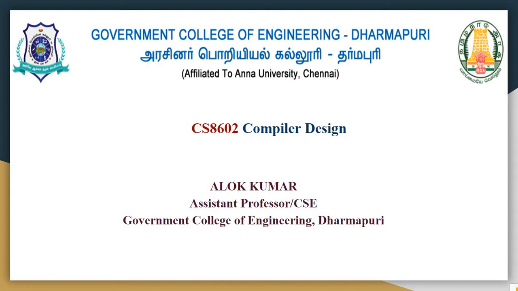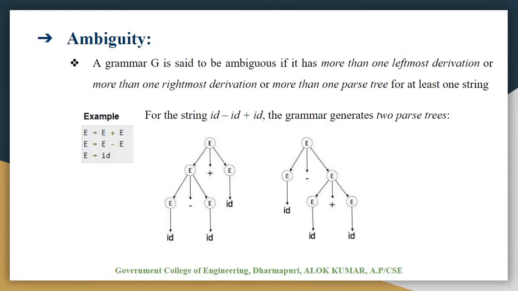So here we will see the next topic in the second unit, that is ambiguity. A grammar G is said to be ambiguous if it has more than one leftmost derivation tree, or more than one rightmost derivation tree, or more than one parse tree, for at least one string. In all these three conditions, if any one is true, then we will say the grammar is ambiguous, or that ambiguity is there in that grammar.